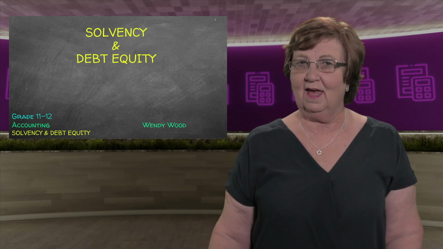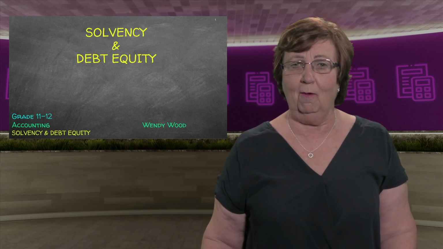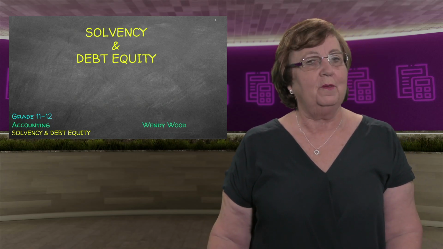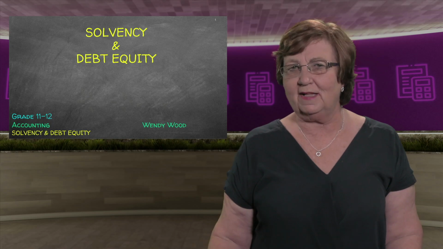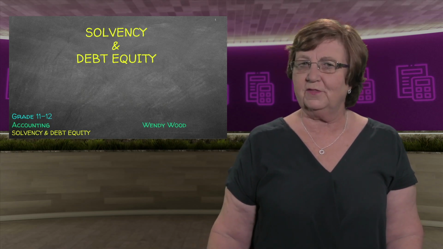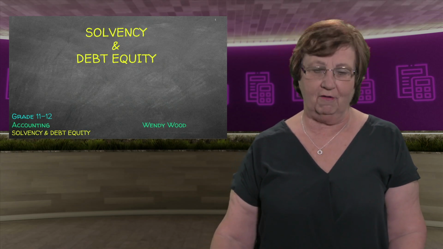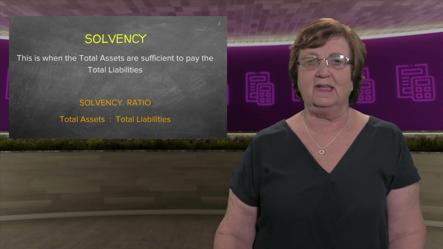Hi, grade 11s. Today we're on the move with more ratios that we're going to be looking at. We're going to look at two fairly easy ones today, the one being solvency and the other one being the debt equity of a business. So let's have a look.